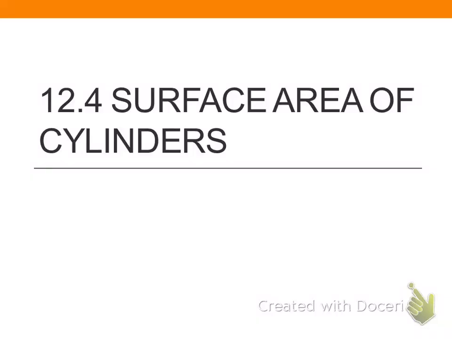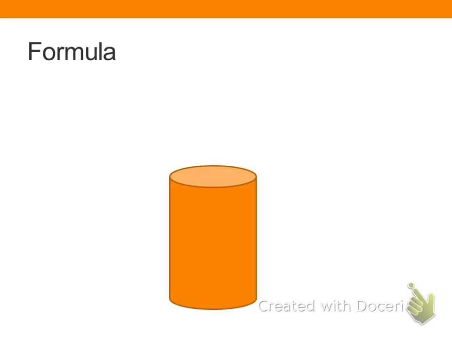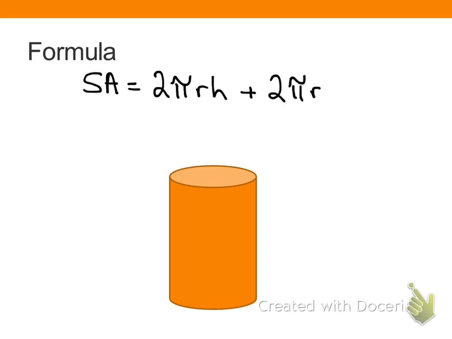Please turn to page 602, section 12.4, surface area of cylinders. All right, so the first thing you need to know about finding the surface area of a cylinder is the formula, and you'll see that on the bottom of page 602. It's surface area equals 2 pi RH plus 2 pi R squared. All right, where pi is what value?